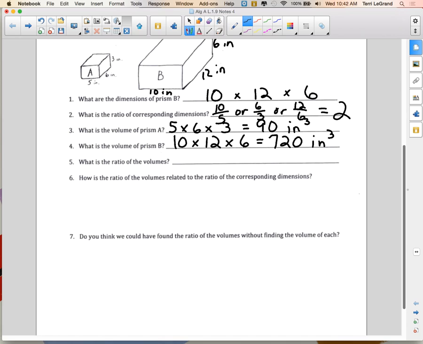Do you know what a cubic inch means? What's an inches cubed? What are they talking about? Well, what is it? Tell me what it would look like. In real life, what would a cubic inch look like? Any idea what a cubic inch would look like?